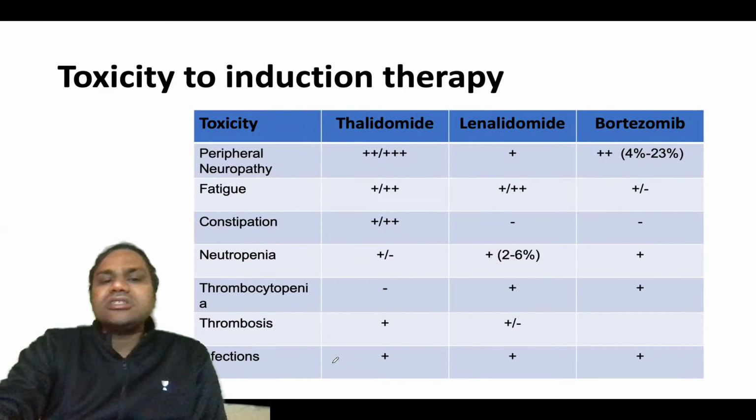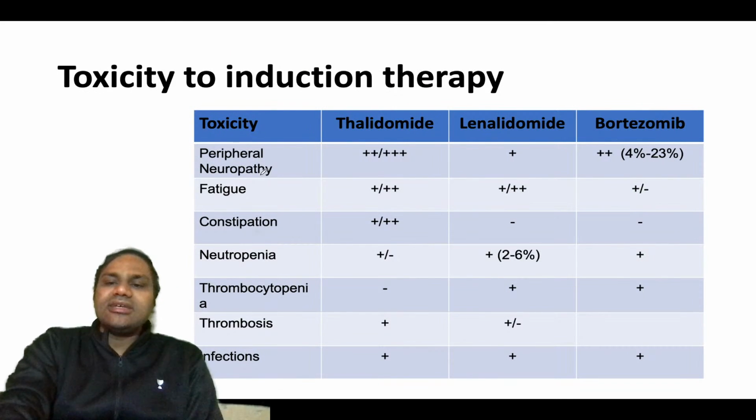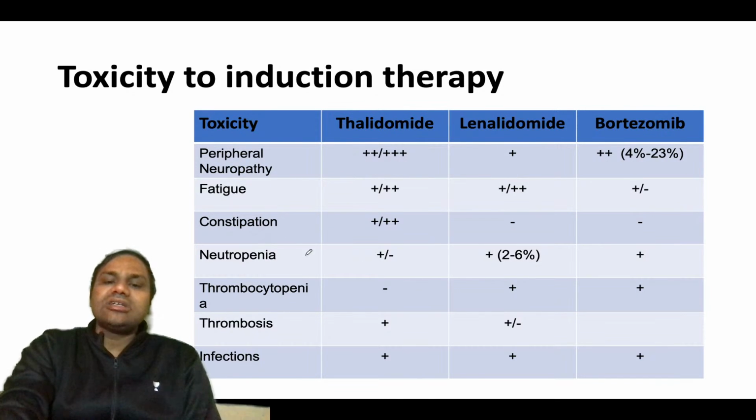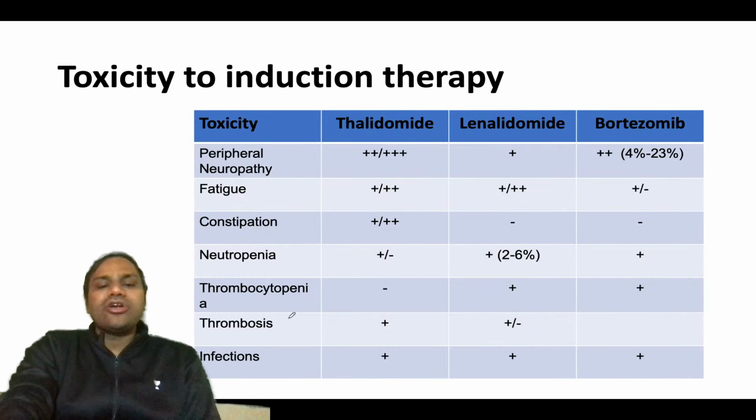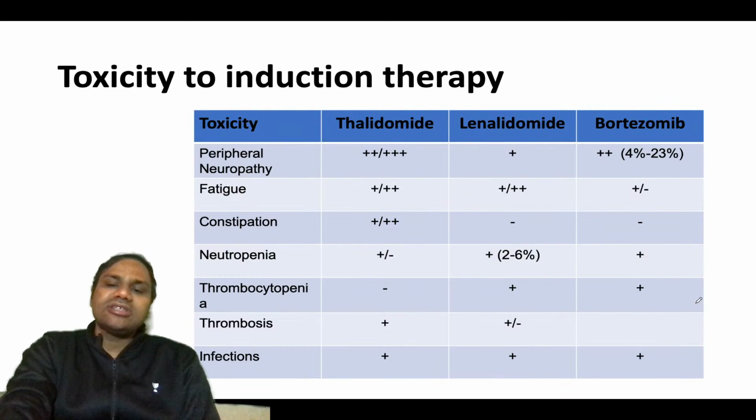So what are the toxicities of these drugs? Peripheral neuropathy is highest with thalidomide. Most of the toxicities are high with thalidomide, like peripheral neuropathy, fatigue, constipation, even neutropenia. Thrombocytopenia is not seen with thalidomide, it is high with bortezomib. Thrombosis can be seen with thalidomide again, and infection can also be seen with thalidomide, lenalidomide or bortezomib. So this is basically the toxicity of induction therapy.